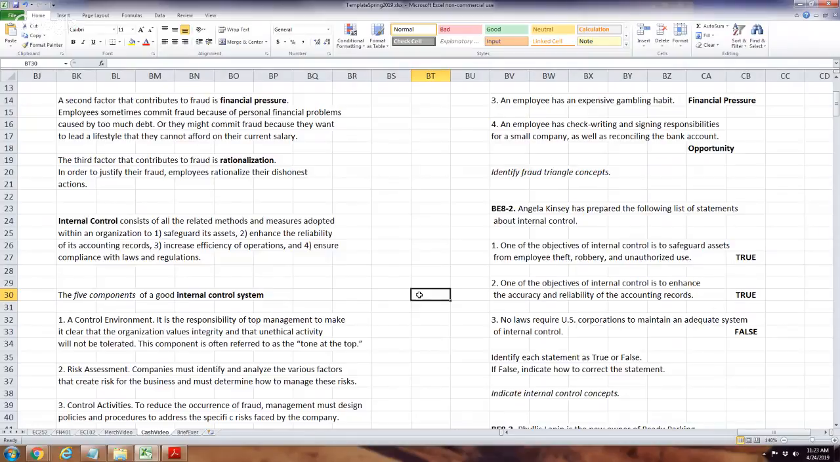No laws require U.S. corporations to maintain internal controls. That's false. There are laws that make U.S. corporations maintain an adequate system of internal controls. You can't have a company unless you keep records, and when people play games, again, I keep thinking about a certain person I'm not going to name, and all the games they played. It just flies in the face of everything we're talking about here.